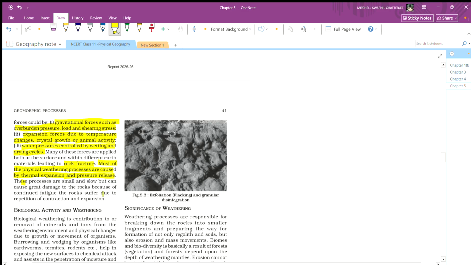This is due to continuous fatigue from repetition of contraction and expansion.